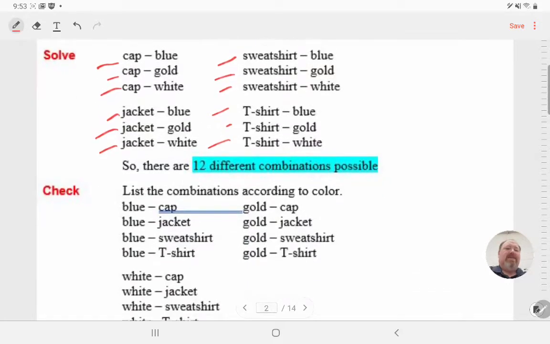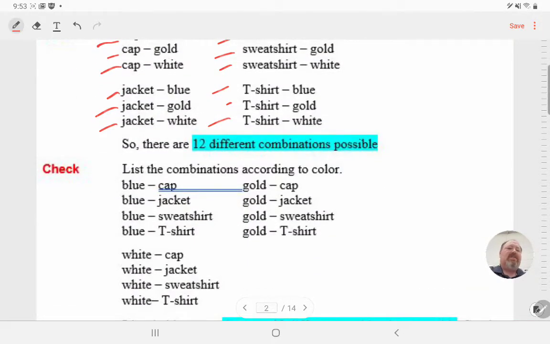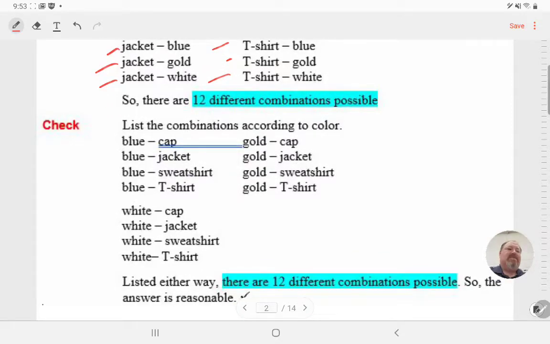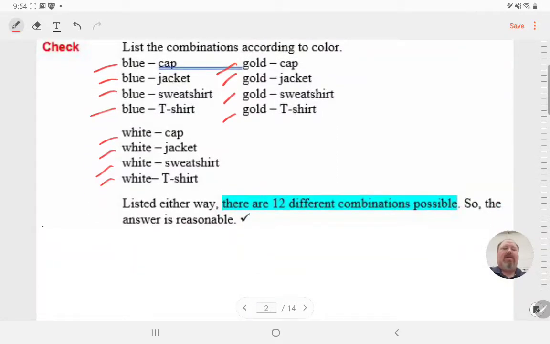And then for the last step, for check. To check this, all we'd have to do for this example would be solve it in a different way. In this case, we start with the colors. So we have blue cap, blue jacket, blue sweatshirt, blue t-shirt. We do that for the white, and we do that for the gold, and then count up, and we still have 12 different combinations. So therefore, we know that we're correct, that it's 12 combinations, okay? So that's the 4-step plan to solving a problem.